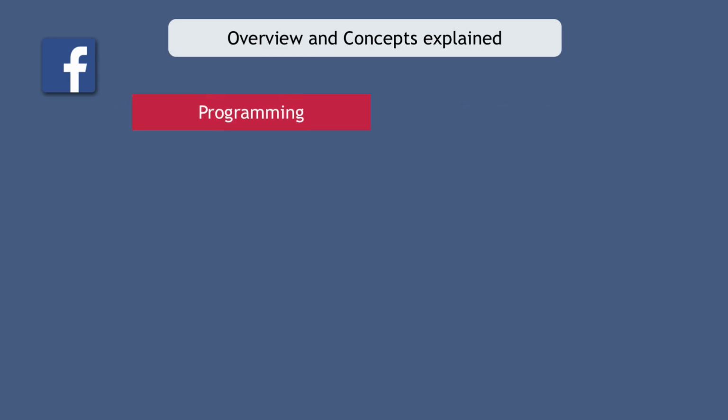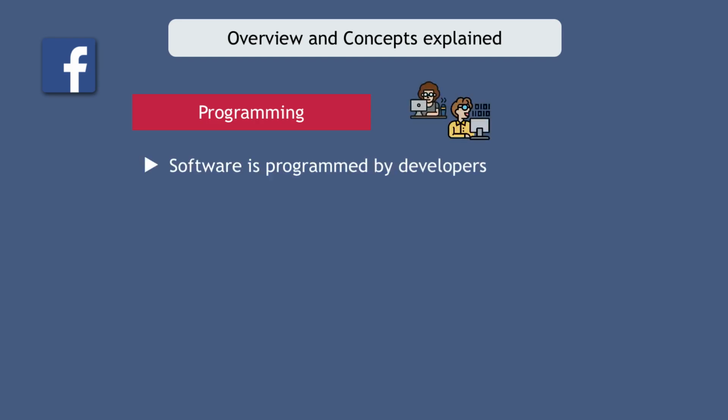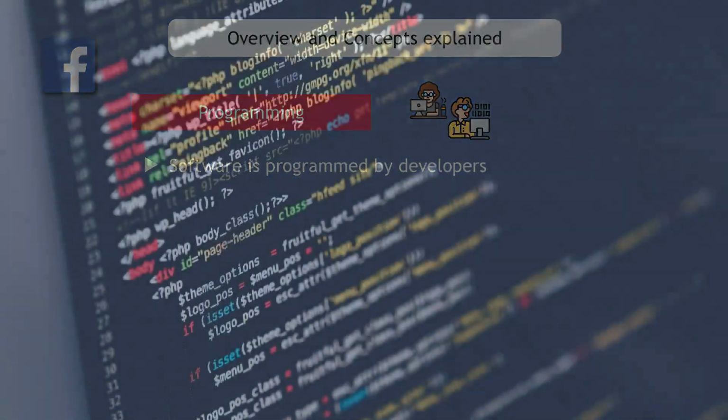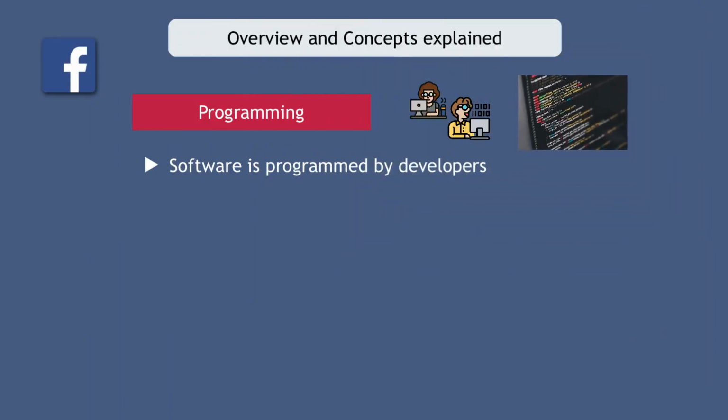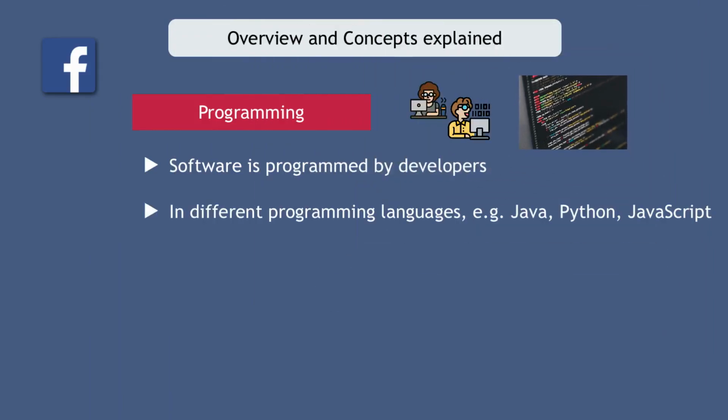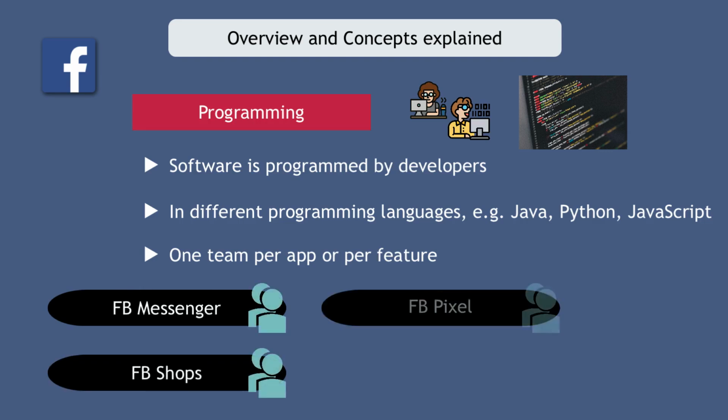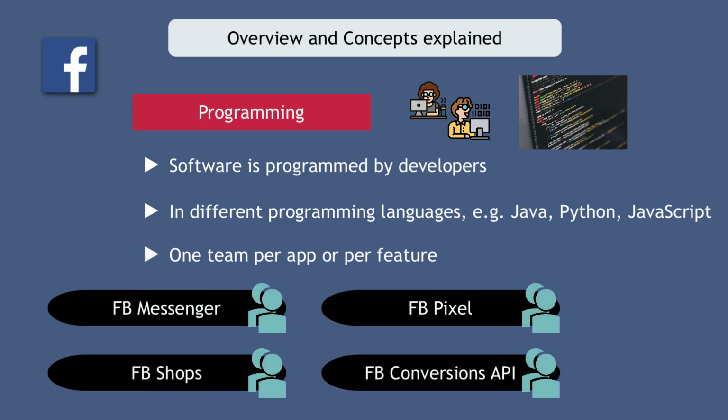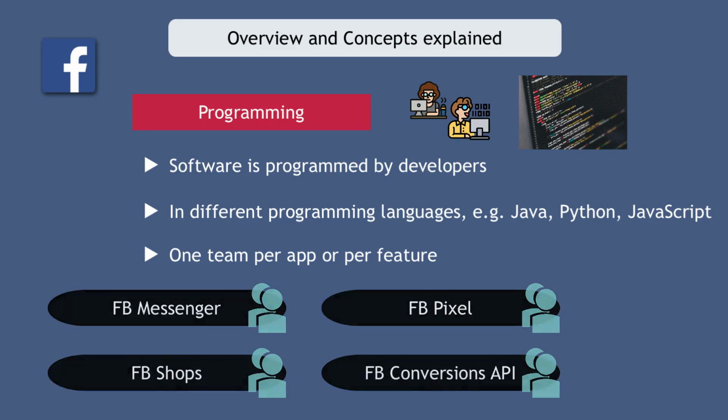So first, let's start with the programming. Facebook is basically a software, an application that needs to be developed by a developer team. So on a higher level, developers code the application in various different programming languages. Developers work in teams. If it's a small application, then you would have one team per application. If it's a huge application like Facebook, you will have multiple teams, probably per feature. So for example, Facebook Messenger will have its own development team. Maybe the business features of the Facebook application will have its own team, and so on.